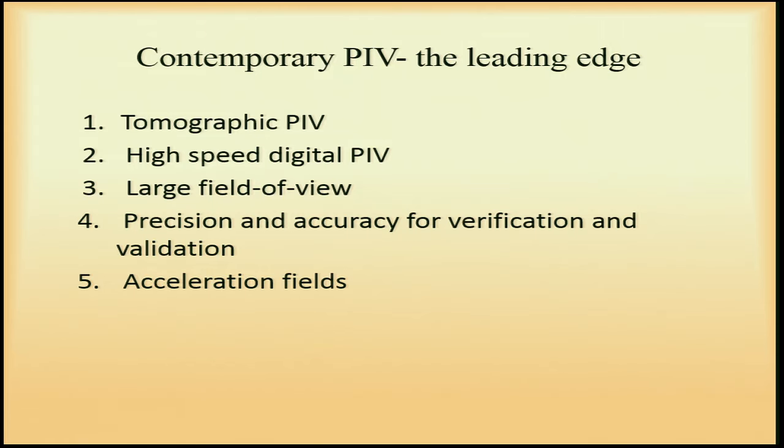There's a lot of interest in determining, not necessarily increasing, but determining the precision and accuracy of PIV measurements for the purpose of verification and validation. So if you're trying to validate a CFD code, and you ask for an experiment, and the experimentalist comes in, and you've got, I don't know, 15% difference, you want to know, well, what's your error bar, Mr. Experimentalist, and is it your problem or mine? So that's a good development. I like that. You should always put error bars on your measurements. And lastly, there's some interest in acceleration fields.